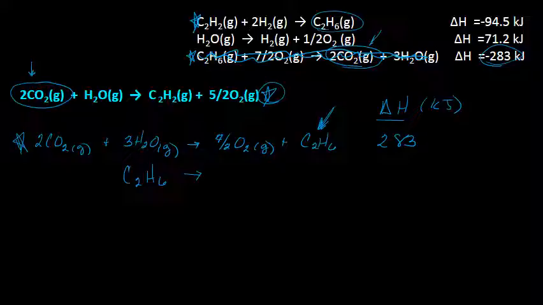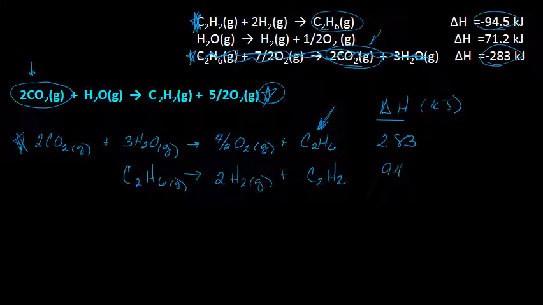Okay, now flip that one over. We have 2H2, and that's a gas. Should have written gas there. Plus, let's see, 1 C2H2. And because I flipped the sign on the very first one, I'm also going to need to flip the sign here. So 94.5. Am I ready to add these two together?